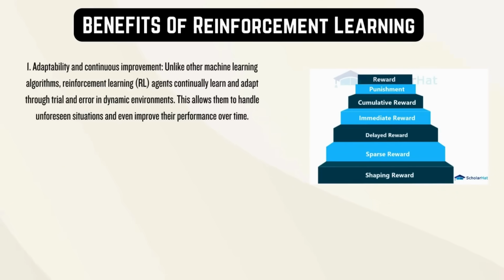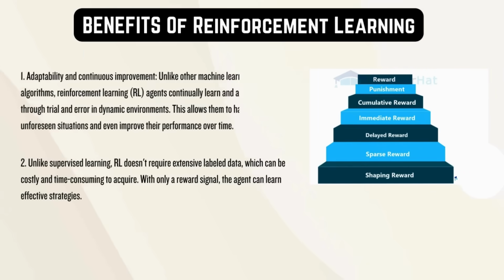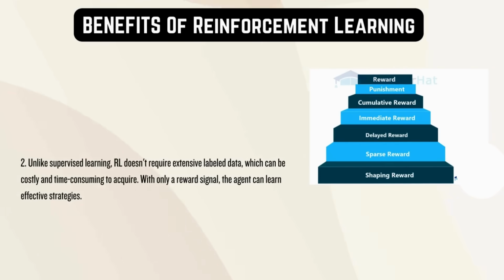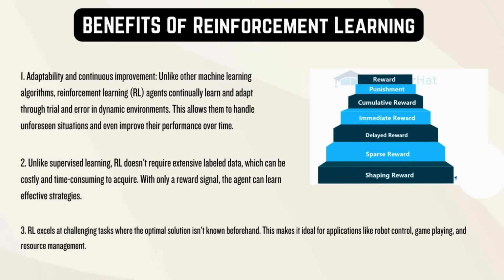Number 1, reinforcement learning, RL. Agents continually learn and adapt through trial and error in dynamic environments. This allows them to handle unforeseen situations and even improve their performance over time. Number 2, unlike supervised learning, RL doesn't require extensive labeled data, which can be costly and time-consuming to acquire. With only a reward signal, the agent can learn effective strategies. Number 3, RL excels at challenging tasks where the optimal solution is unknown beforehand. This makes it ideal for applications like robot control, game playing, and resource management.